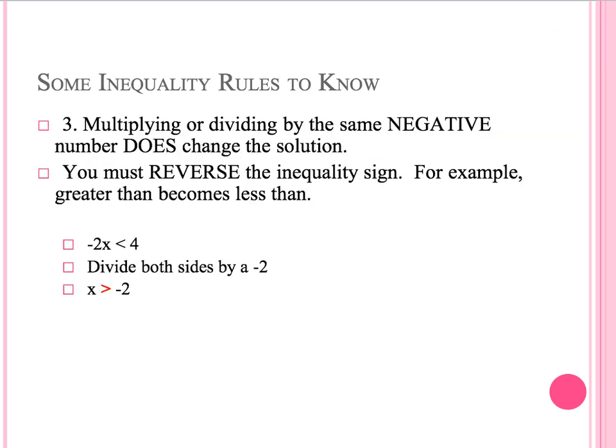We learned that multiplying or dividing by the same positive number doesn't change the solution. However, when we multiply or divide by the same negative number, our solution will change. You must always remember to reverse the inequality sign when you're dividing or multiplying by the same negative number. If you look at our example below, negative 2x is less than 4. If we divide both of the sides by a negative 2, our answer and our sign will flip. So our answer will become x is greater than negative 2. Remember to always reverse the inequality sign when you're dividing or multiplying by the same negative number.